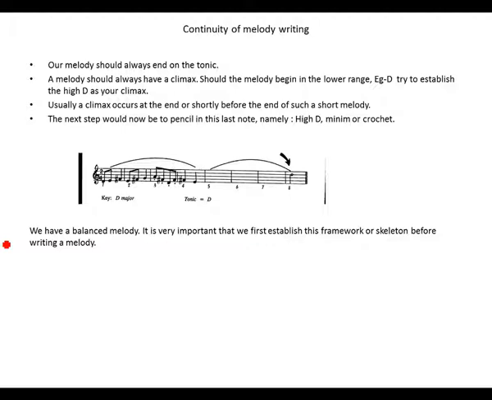A melody should always have a climax. Should the melody begin in the lower range, for example D, try to establish the high D as your climax. Usually a climax occurs at the end or shortly before the end of such a short melody. The next step will now be to pencil in this last note, namely high D, with a minim or crotchet.